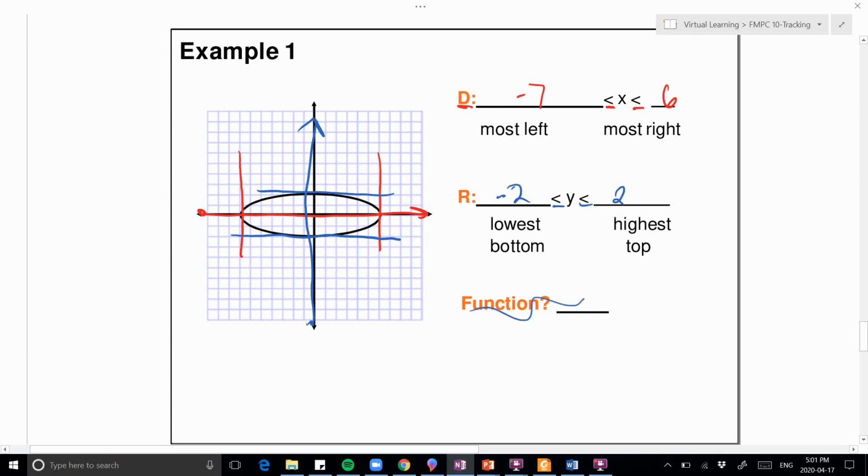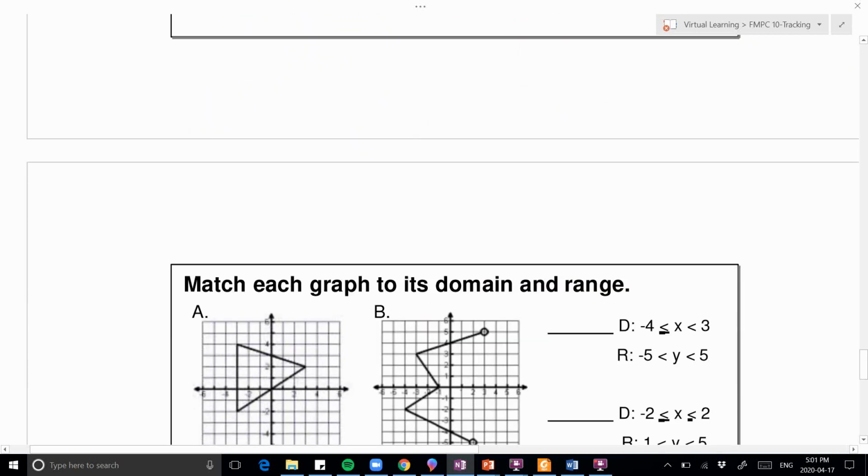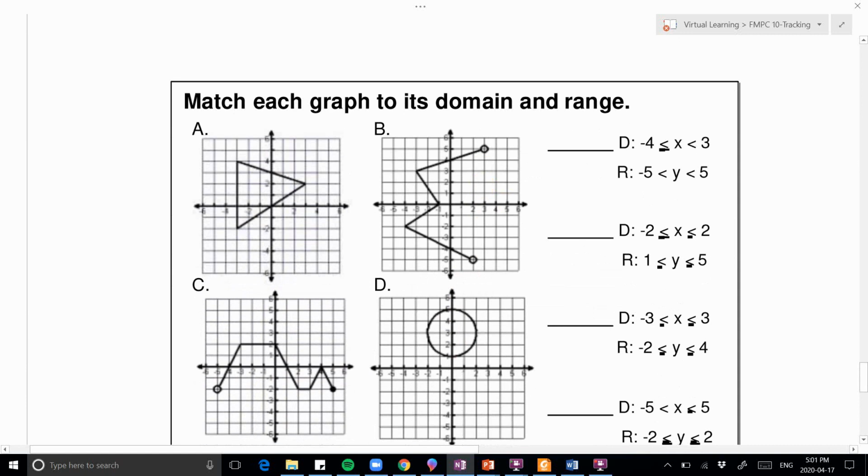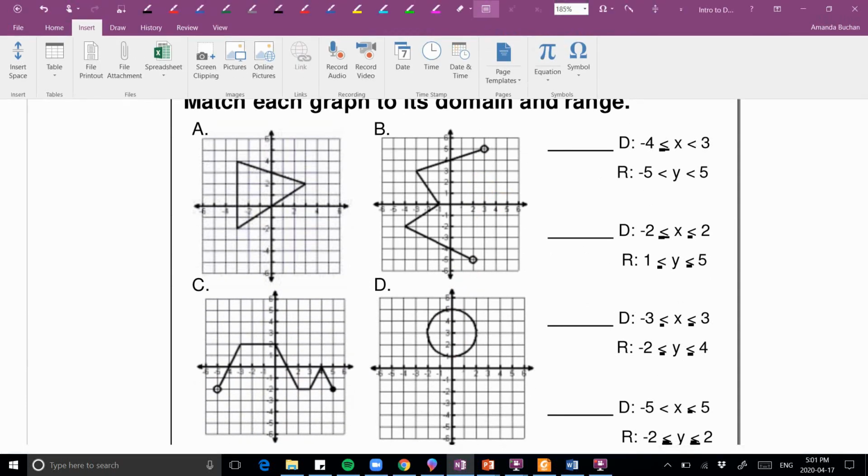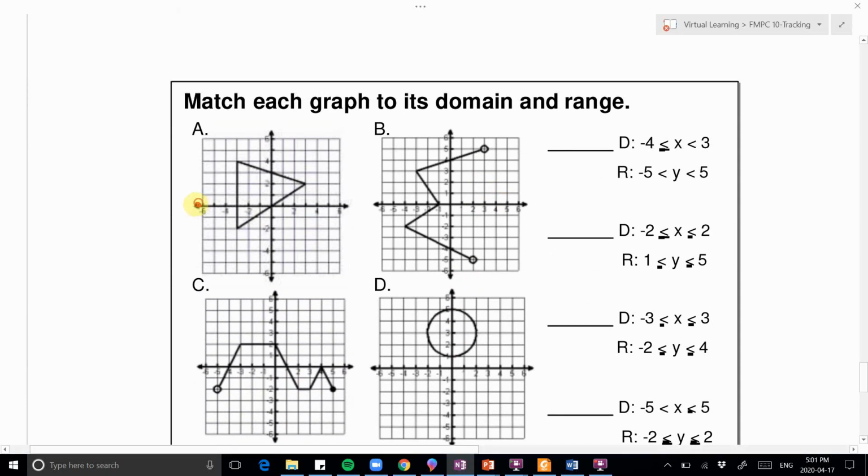Okay, we're not doing functions today. So we're going to look at a couple of these. So we've got a triangle, so we're going to start with domain. So remember, domain, smallest to biggest, right? So I see a line here, and I see a line here. And remember, it doesn't matter how many times the line touches that point. It's still my limit. I don't need to write it 5, 6 times. I only need to write it once.